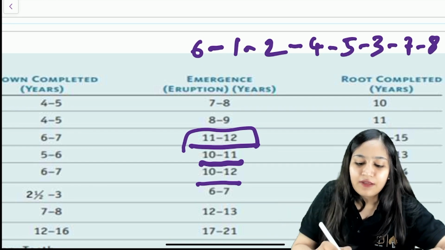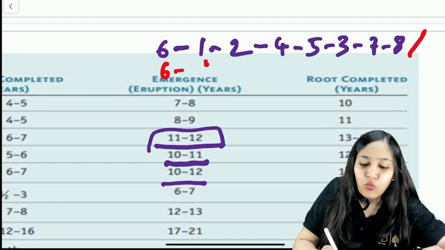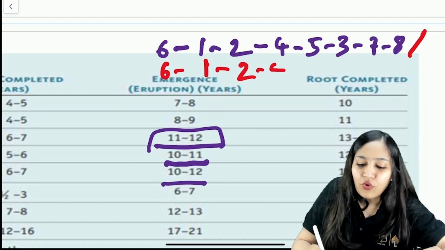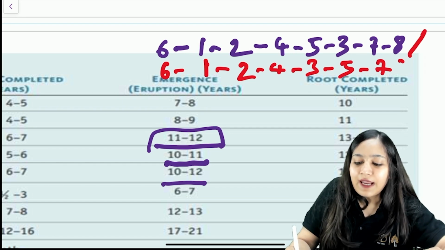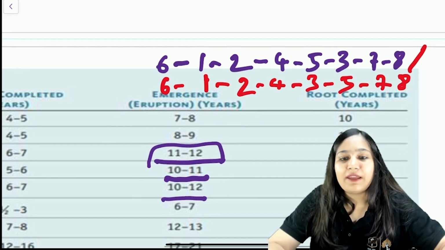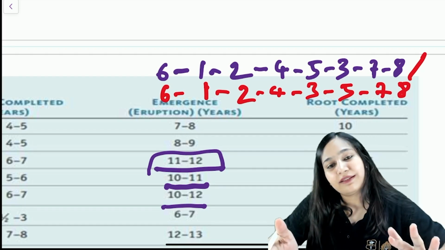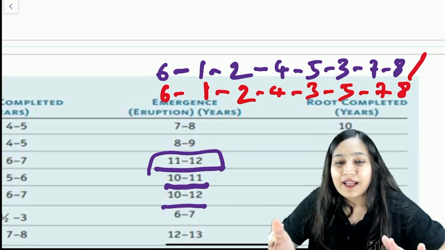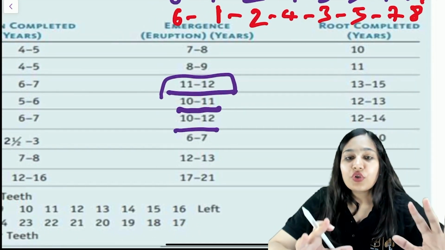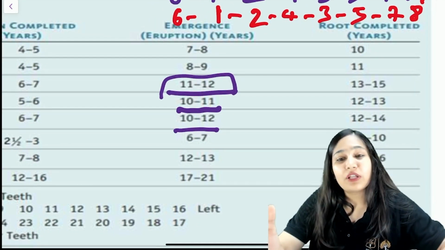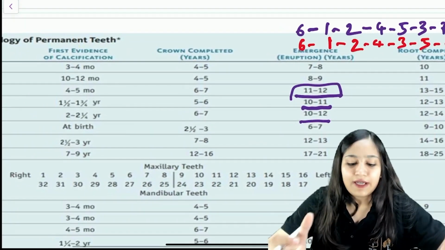Or it can be both ways: 6, 1, 2, 4, 3, 5, 7 and 8. It can be both ways. Second premolar can come before canine or it can come after canine. Anyway, you should be thorough with this table. You can be asked about the root completion also. You can be asked about first evidence of calcification also, right?